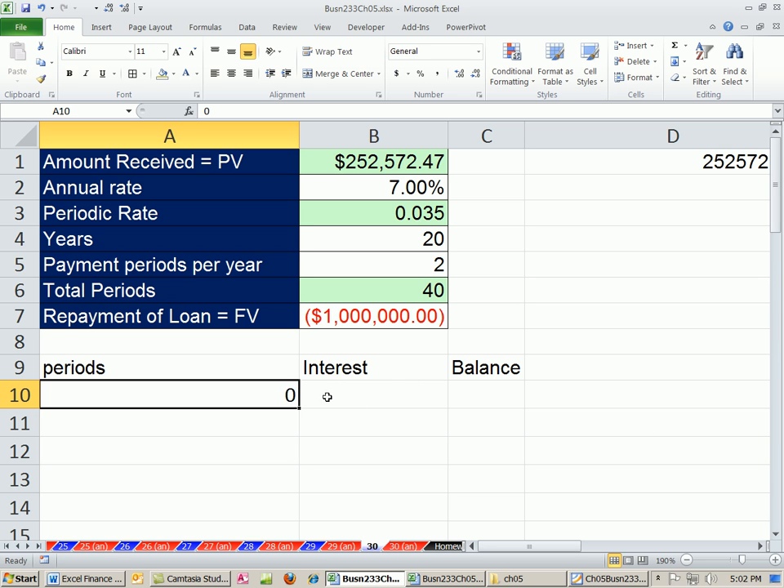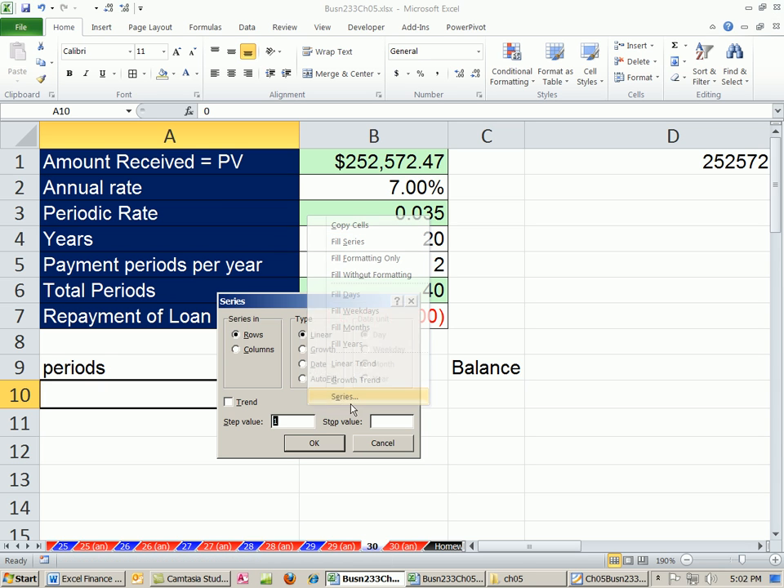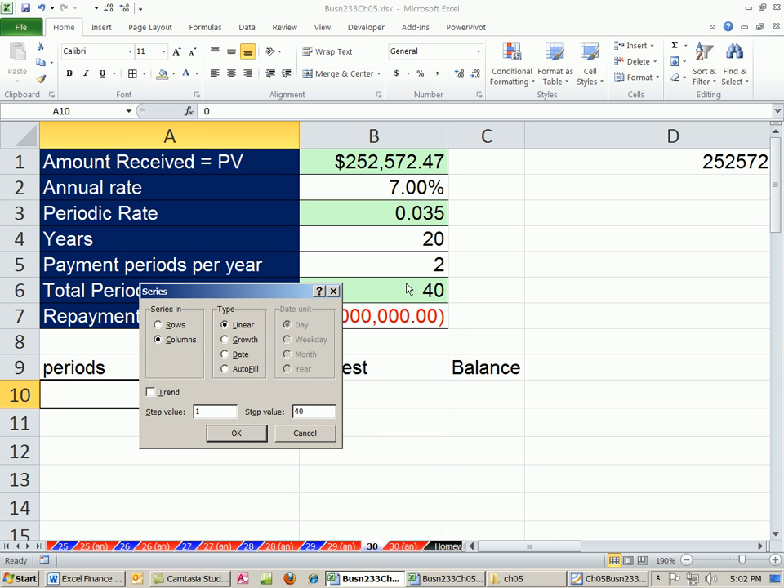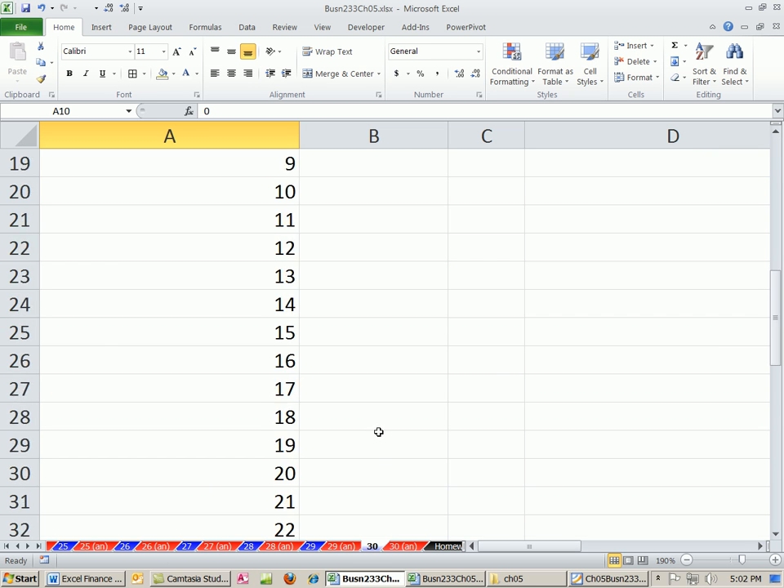The way we did that last time is we pointed to the little corner here, and when you right-click, you drag down and then back up and point to series. You want to fill this down your columns. Step value is 1, we're adding 1, and our stop value is 40. Notice we can't link that to a cell. There's no little button there that says you can reduce this and link to a cell, but just like that, we get 0 to 40.